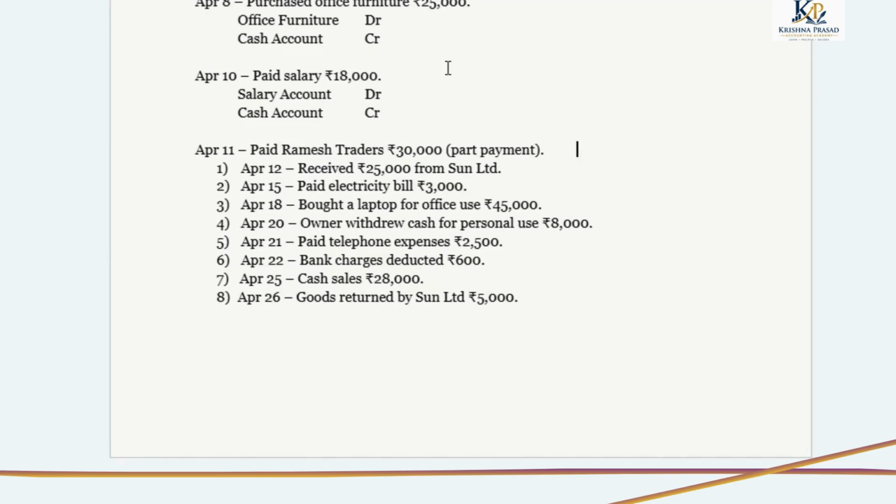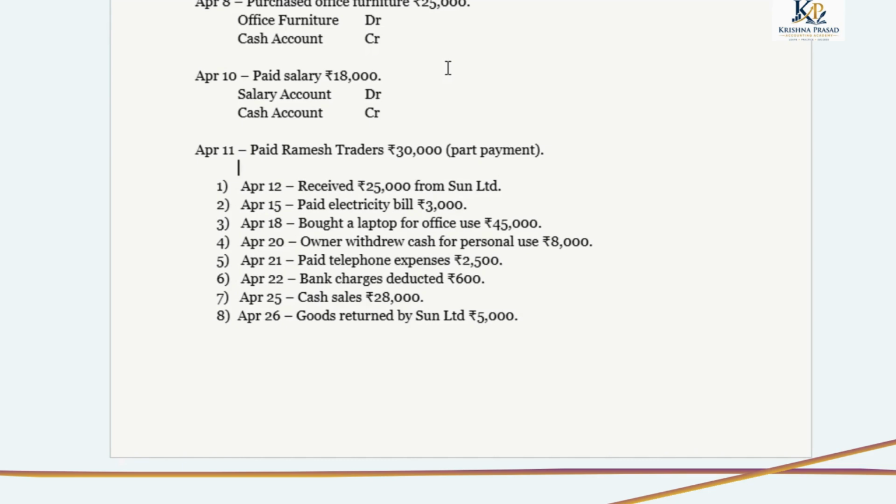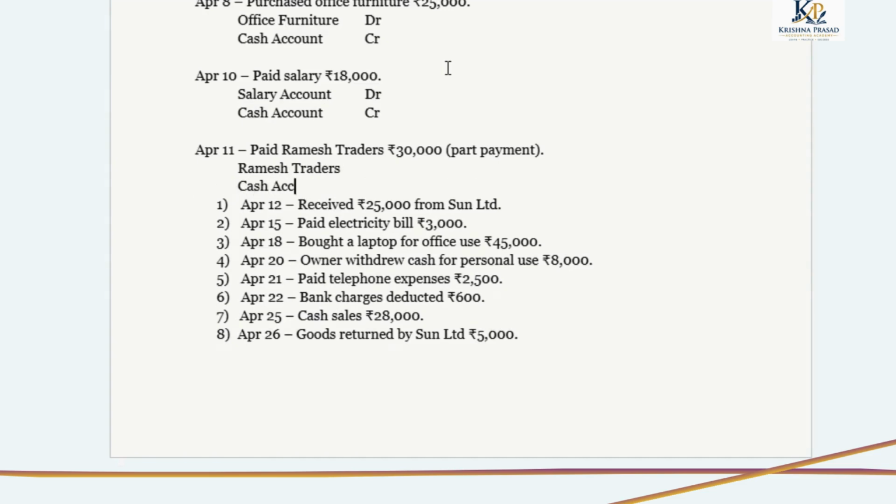Next, paid Ramesh traders. We are paying. No cash, no bank, no party. Party name is there, right? So that means by default we need to take cash account. Ramesh traders and cash account.